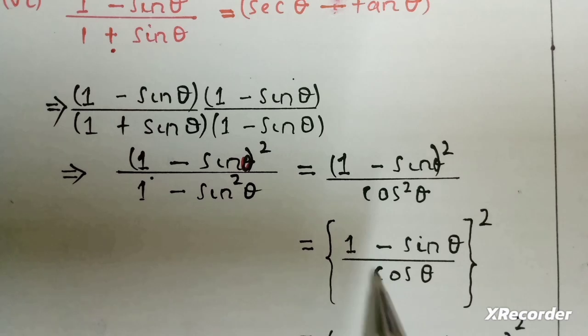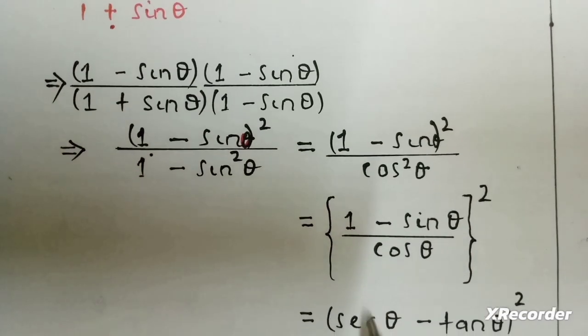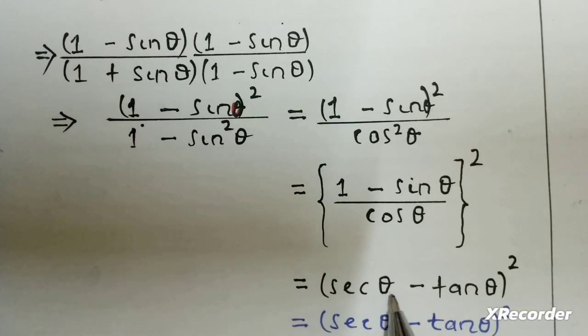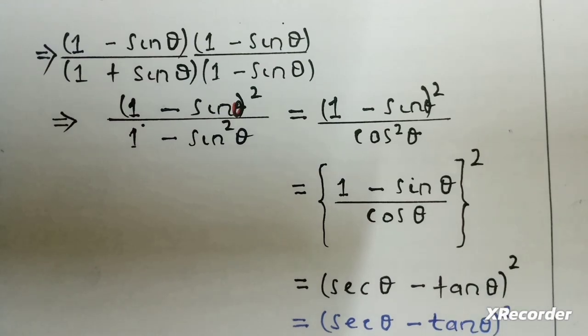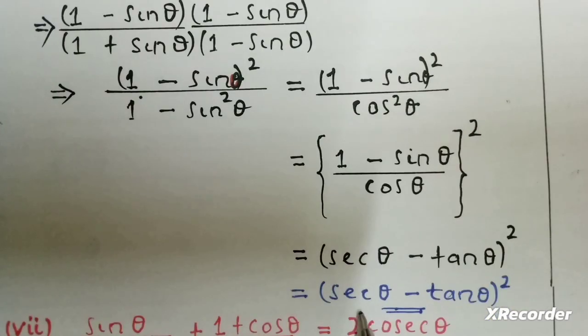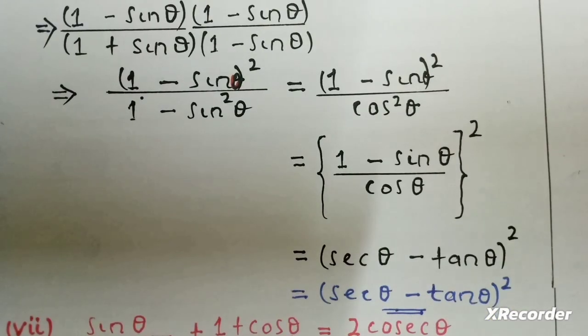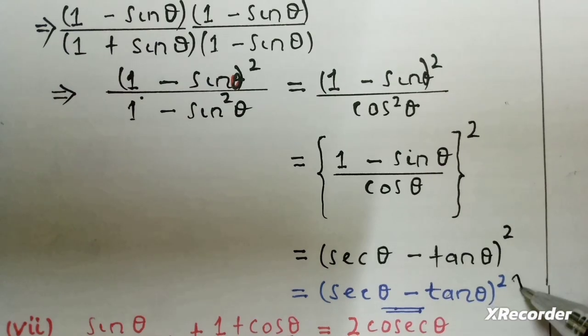So this one now I can come and separate them. I separate 1 over cos theta minus sine theta over cos theta. So this one you shall get, the first one will get sec theta, second one will get tan theta, but this square still remains. So finally you shall have something like this, sec theta minus tan theta squared, like that, guys.